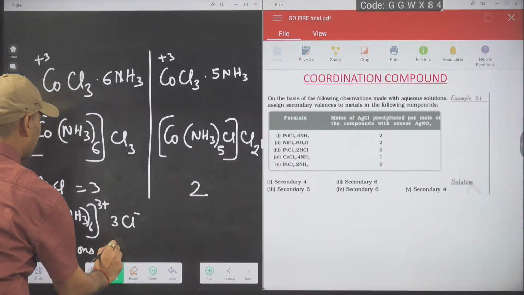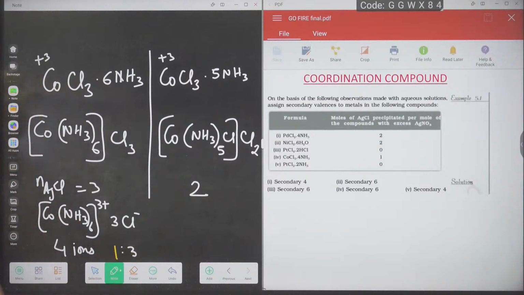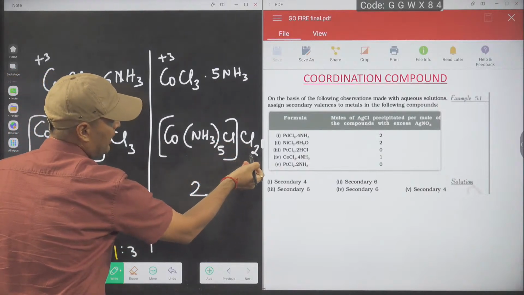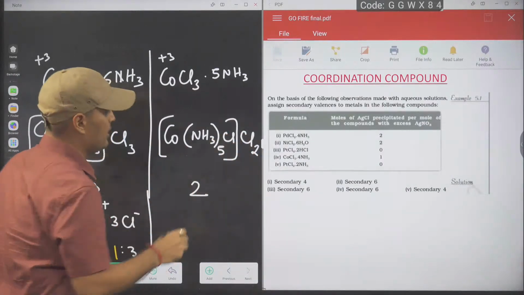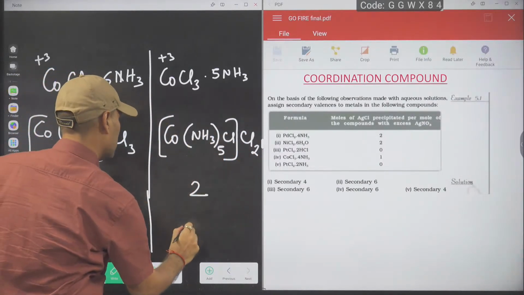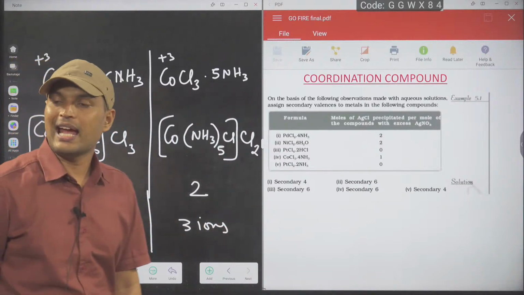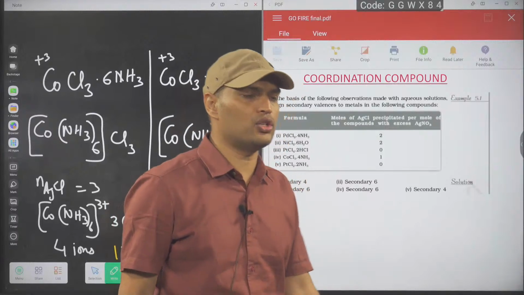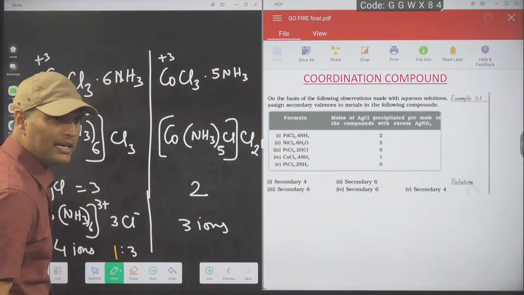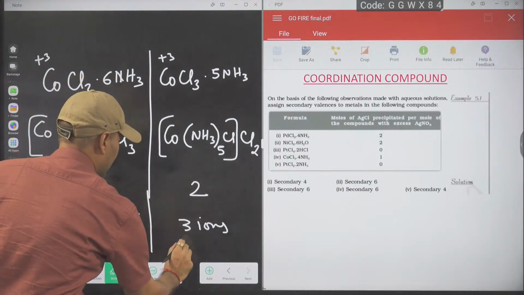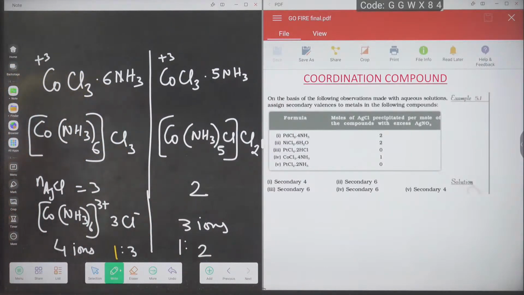They will ask you the electrolyte ratio. Electrolyte ratio means cation to anion. Can you tell here how many ions there are? You will say, sir, simple: 2 ions of chloride and 1 big ion. So 3 ions in total. Can you tell the electrolyte ratio? Yes, sir. Cation 1, anion 2. 1:2.